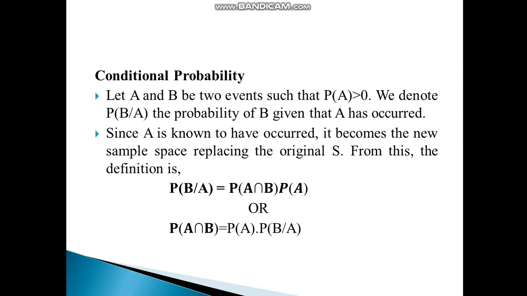Conditional probability. Let A and B be two events such that P of A, the probability of A, is greater than 0. We denote P of B given A, the probability of B given that A has occurred. Since A is known to have occurred, it becomes the new sample space replacing the original S. From this, the definition is P of B given A equal to P of A and B divided by P of A, or P of A and B equal to P of A into P of B given A.